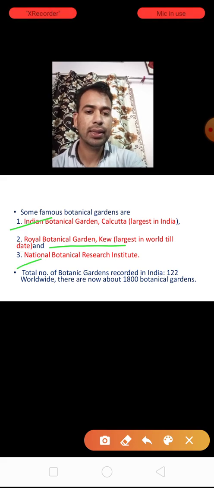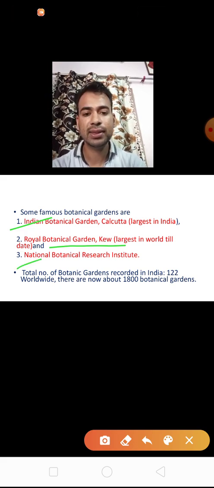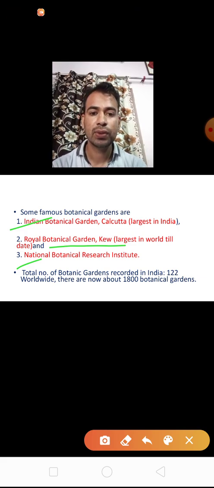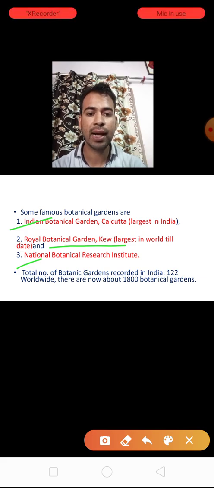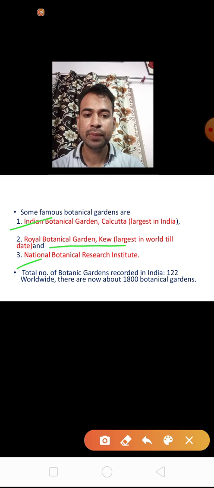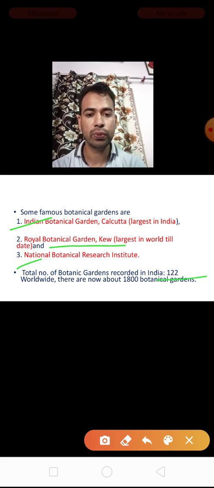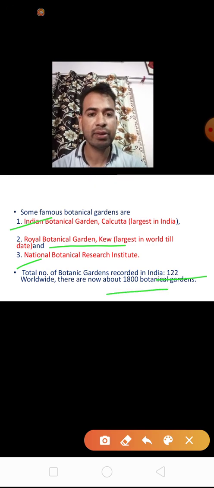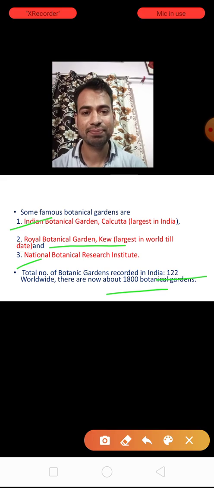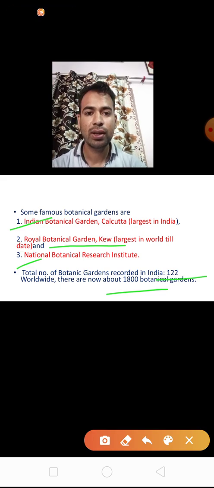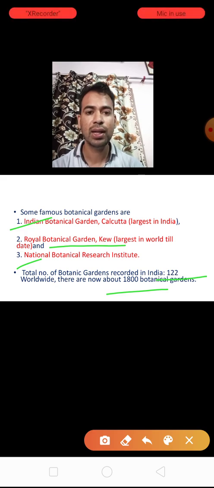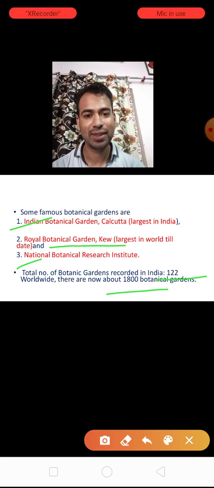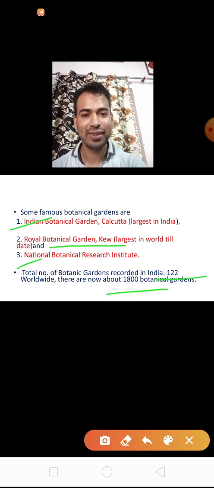Third, this is the National Botanical Research Institute, in Lucknow in India. The total number of botanical gardens recorded in India is 122, and around the world it is about 1800. So this is about botanical gardens, where living plant species grow along with the scientific name and family label. Clear?